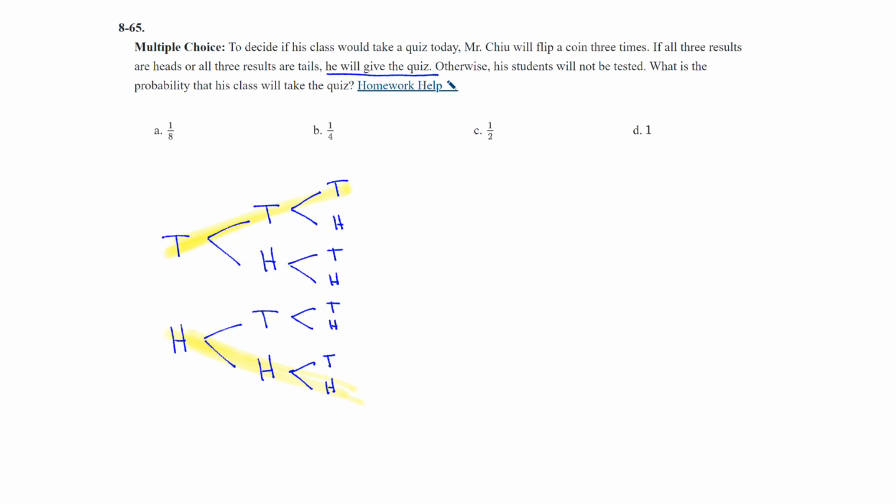So how many outcomes are there? 1, 2, 3, 4, 5, 6, 7, 8. So we have 8 total outcomes, and this would be 1 out of 8, and this would be 1 out of 8, and then the rest of them would be your 6 out of 8 total. So what is the probability that the class will take the quiz? It is a multiple choice question. So we have 1/8 plus another 1/8, which would be 2/8 or 1/4. So the answer would be B. There's 1/4 of a chance that the students will have to take the quiz.